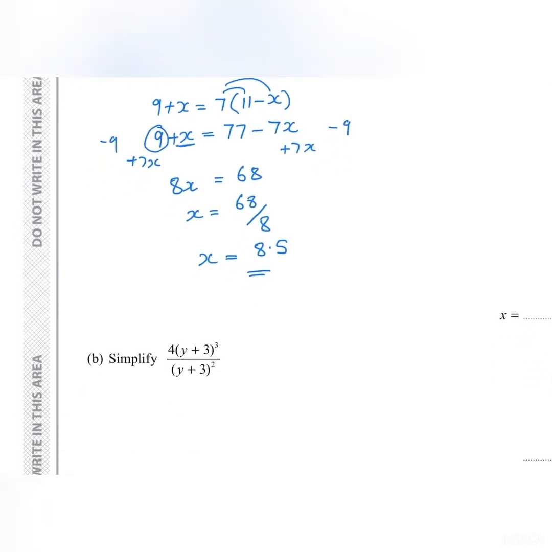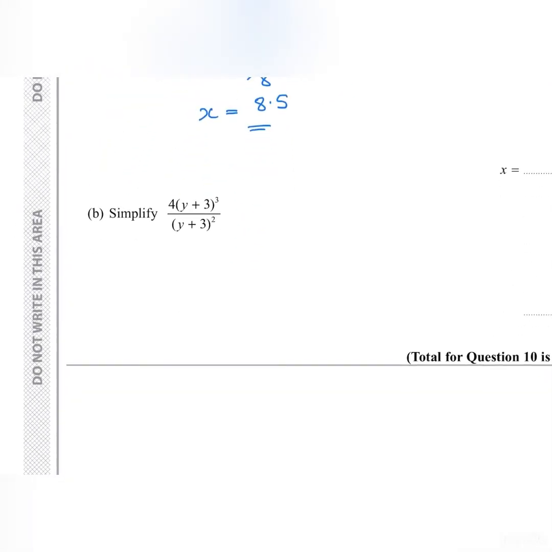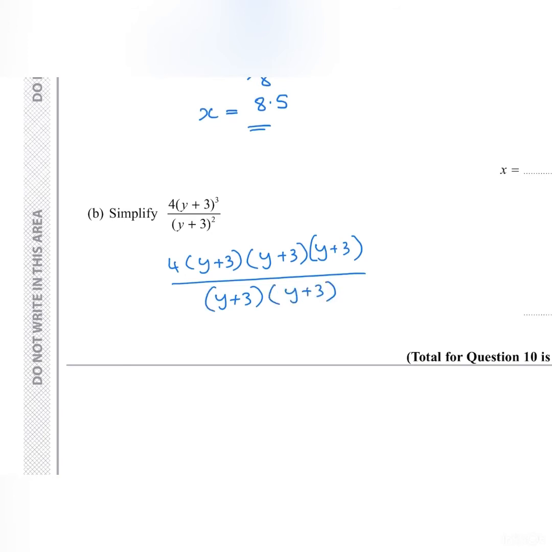Okay, so moving on to part B, and it says simplify this expression, and we have been given another fraction. So that means basically y plus 3 times. That's what the power means. And then as the denominator, we have y plus 3 squared. So y plus 3.